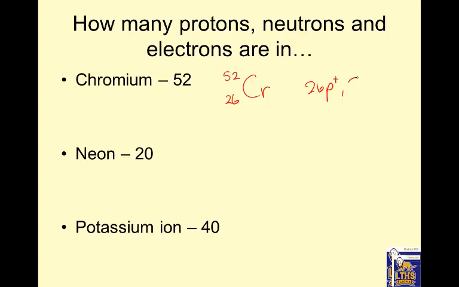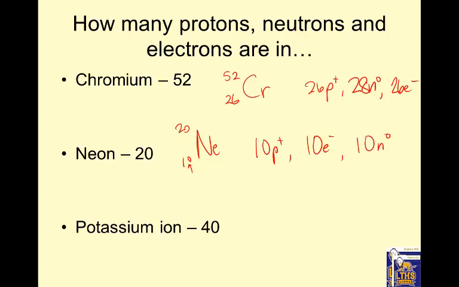26, 28 neutrons. Since it doesn't tell you anything about a charge or an ion, it must have 26 electrons. Okay, neon 20. Where did I get the 10? From the periodic table. So 10 protons, no charge, so it's 10 electrons, and then 10 neutrons, because this top number is protons plus neutrons.